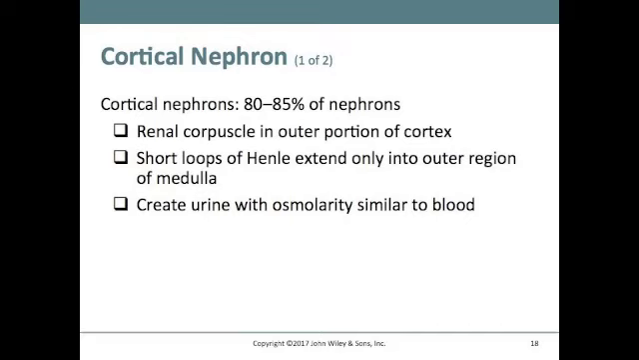Moving on to the next slide, about 80 to 85% of the nephrons are the cortical nephrons. Their renal corpuscles lie in the outer portion of the renal cortex, and they have a short nephron loop that lies mainly in the renal cortex, and it penetrates only into the outer regions of the renal medulla. And they create urine with the osmolarity similar to blood.